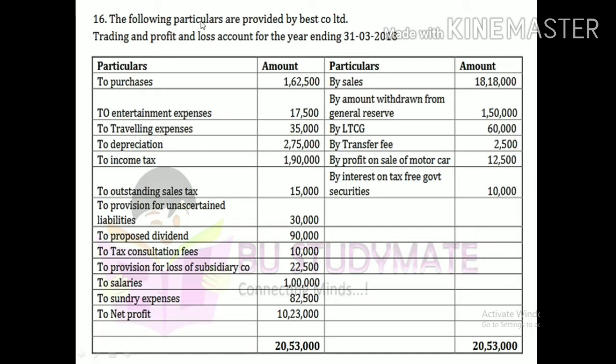That is, the following particulars are provided by Best Company Limited, for the year ending 31st March 2018. Here we need to solve the problem under both provisions. First I will explain and we will solve the problem under normal provision, then we will go for MAT provision.